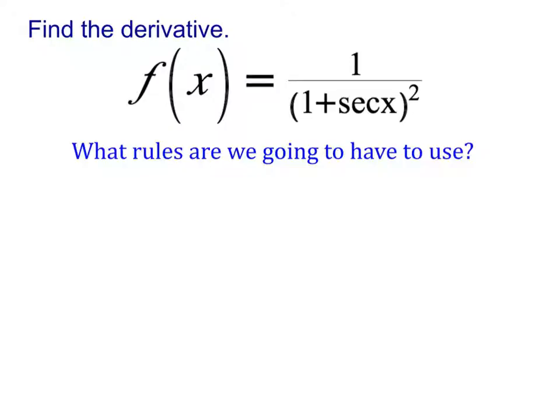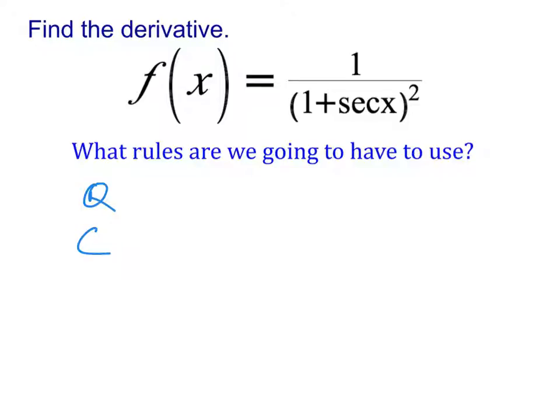Yeah, so one possibility is quotient rule, because I see a big old fraction there. Okay, what else might we end up needing to use? Yes, chain rule. Chain rule could come up on this one because inside the squared I have another function. That would be an inner part and the squared would be an outer part of that function. So yeah, we're going to need chain rule as well.